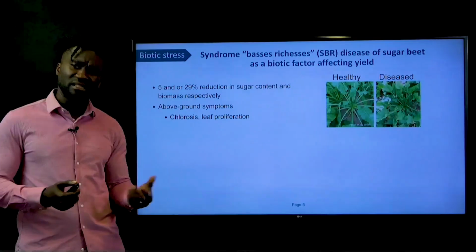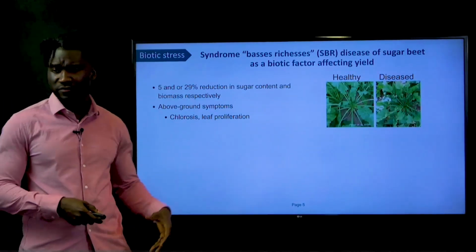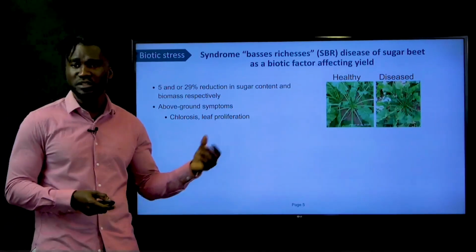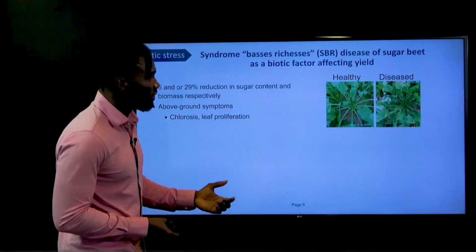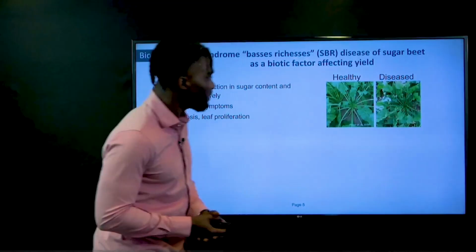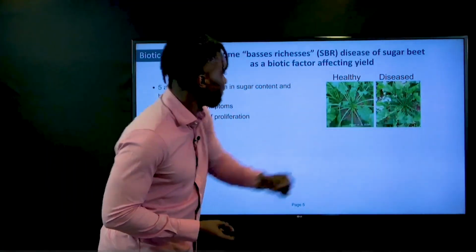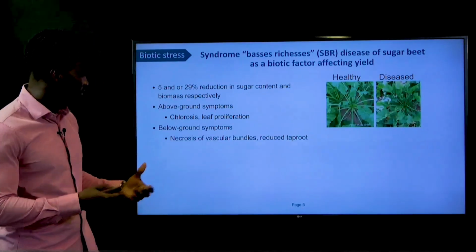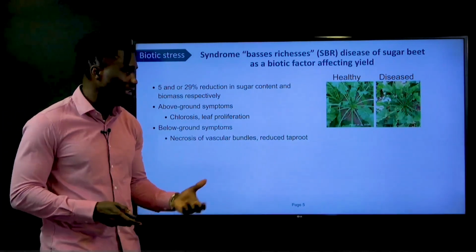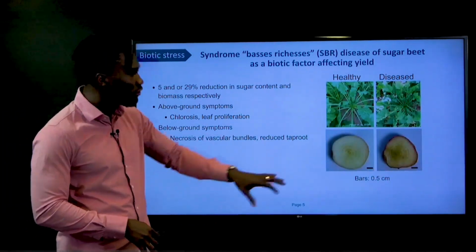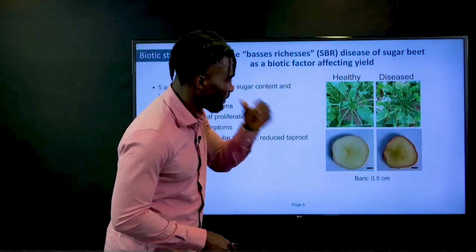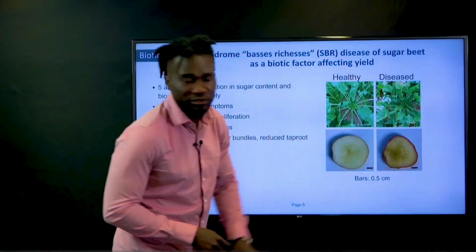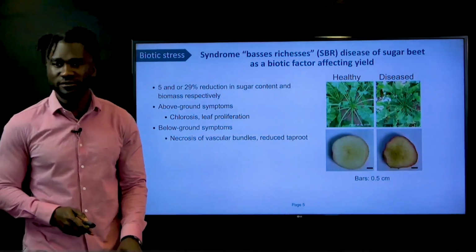Now, SBR symptoms are quite remarkable for both the above and below ground crop organs. At the above ground, in diseased samples, we see proliferation and chlorosis of leaves, as I'm trying to depict in this figure. And as observed below ground, there is a reduction in taproot biomass, but a striking symptom when we have a look into the slices of diseased taproot samples is the brownish discoloration of the vascular bundles.